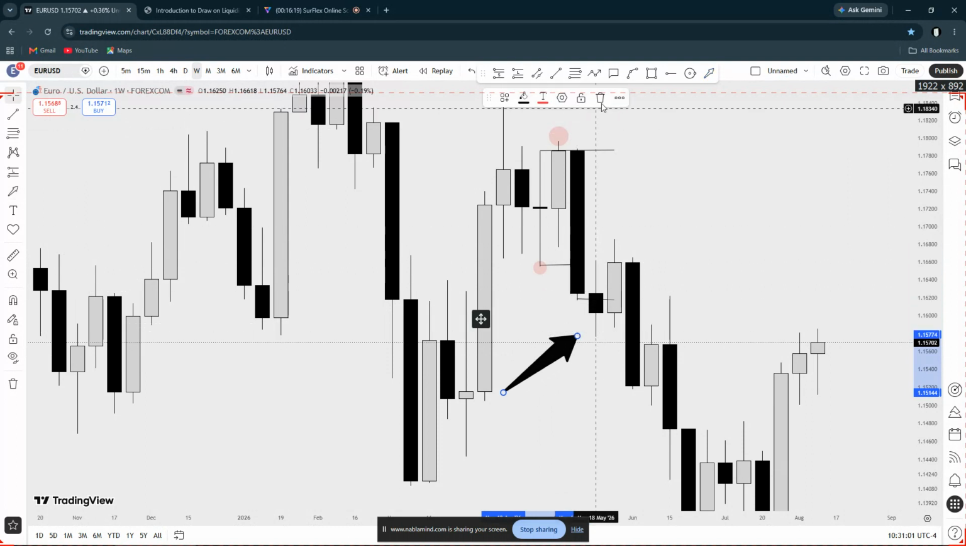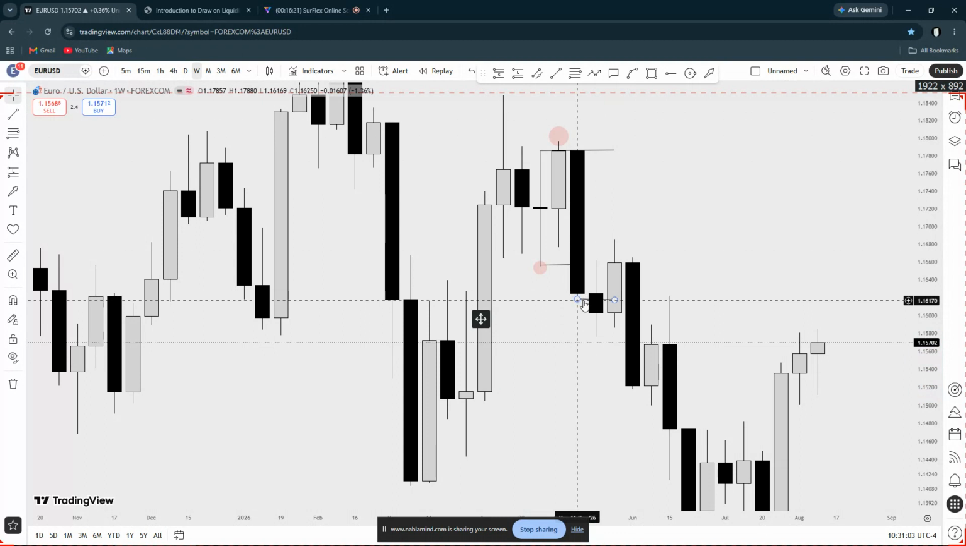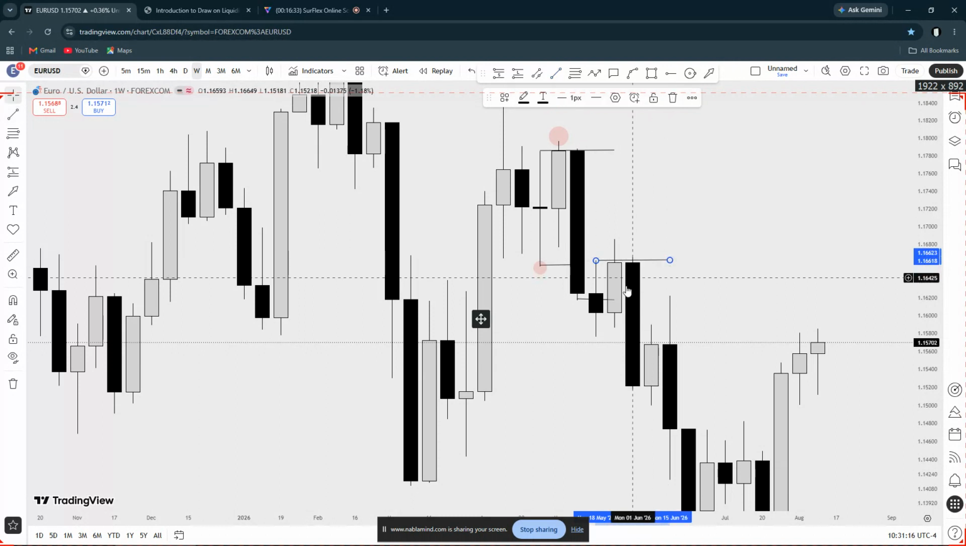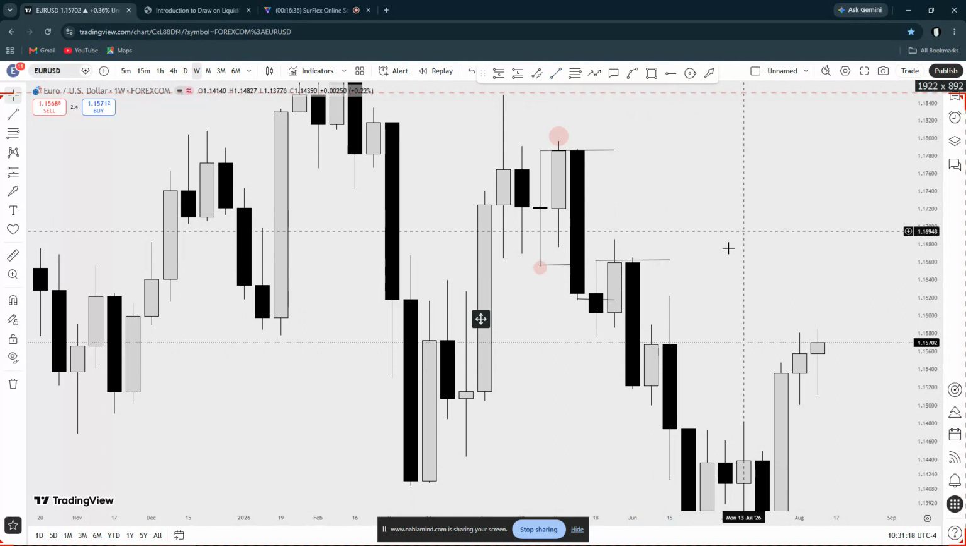So what happened the next week? After price closed below this candle, what happened? The next week opened, targeted liquidity. Remember, price moves from liquidity to liquidity, and I said that it can form as CRT. Now what happened the next week? The next week opened, what happened?